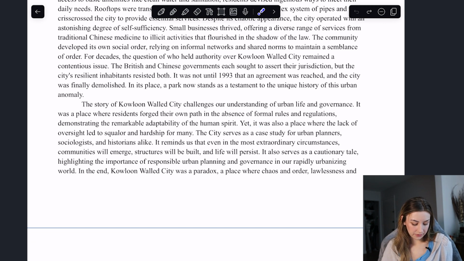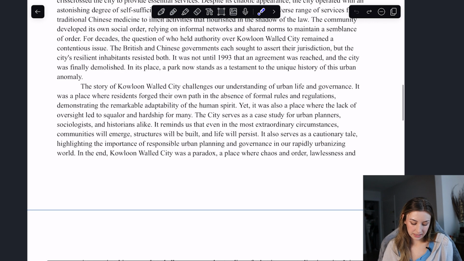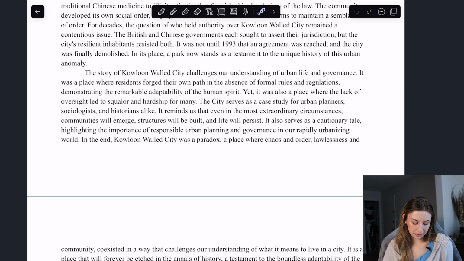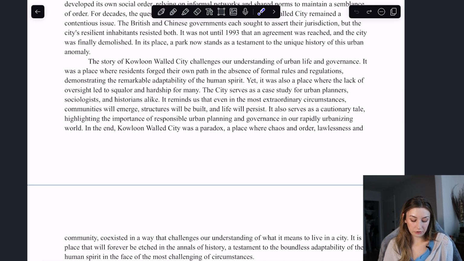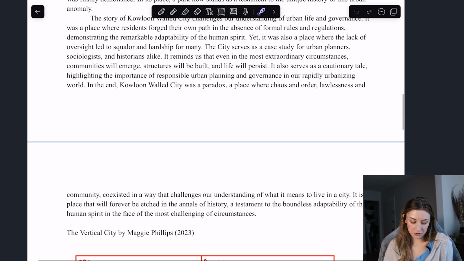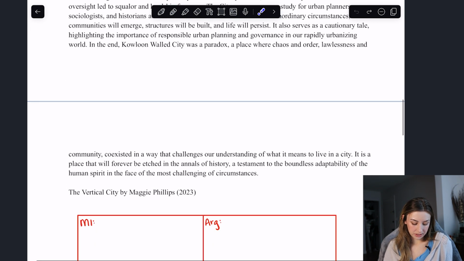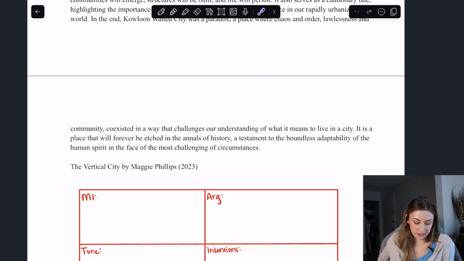Yet, it was also a place where a lack of oversight led to squalor and hardship for many. The city serves as a case study for urban planners, sociologists, and historians alike. It reminds us that even in the most extraordinary circumstances, communities will emerge, structures will be built, and life will persist. It also serves as a cautionary tale, highlighting the importance of responsible urban planning and governance in our rapidly urbanizing world. In the end, Kowloon Walled City was a paradox, a place where chaos and order, lawlessness and community coexisted in a way that challenges our understanding of what it means to live in a city. It is a place that will forever be etched in the annals of history, a testament to the boundless adaptability of the human spirit in the face of the most challenging of circumstances.